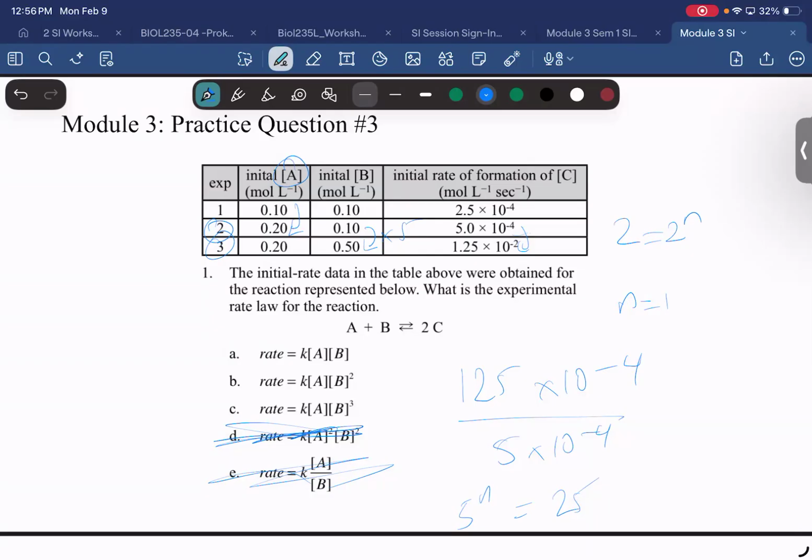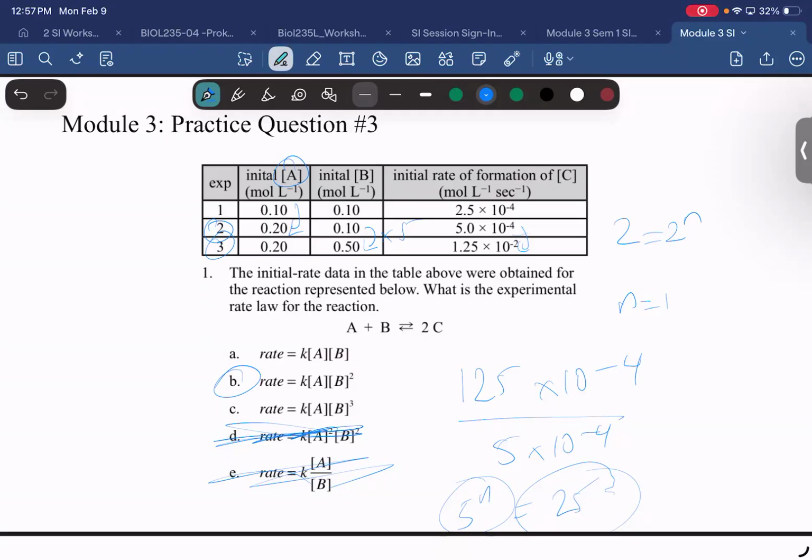Does that make sense for you guys? So you basically divide out the reaction rate, and then we see that this has an order of 2, right? 5 squared equals 25. So even if we didn't have a calculator, you can figure this out. That's the whole idea. On the MCAT, you won't have a calculator, and you can figure this out. So that means the order is 2, and the answer would be B in this case. Does that make sense? Any questions?